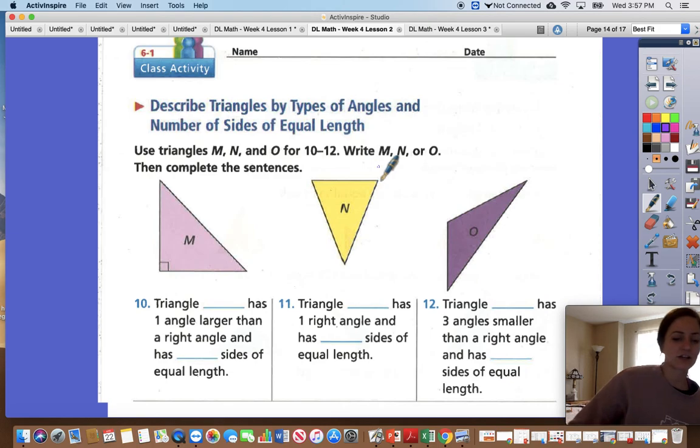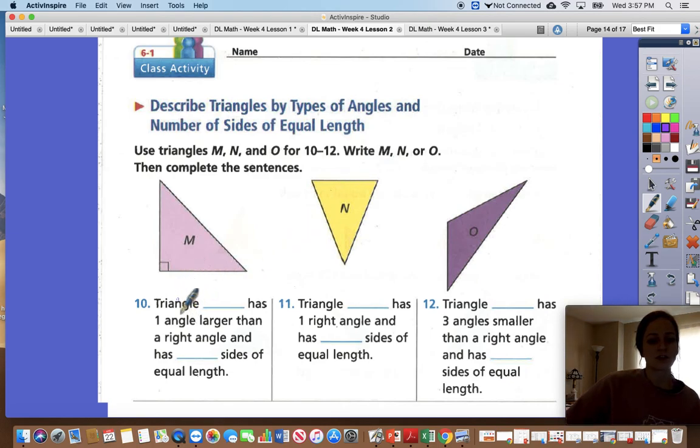Okay, so let's look at the first one. Triangle blank has one angle larger than a right angle. Okay, so which one of these has an obtuse angle, an angle that's bigger than a right angle? Is it M, N, or O? It's O, right? Do you guys see this angle is bigger than a right angle? Okay, and then we'll finish the rest of the sentence.